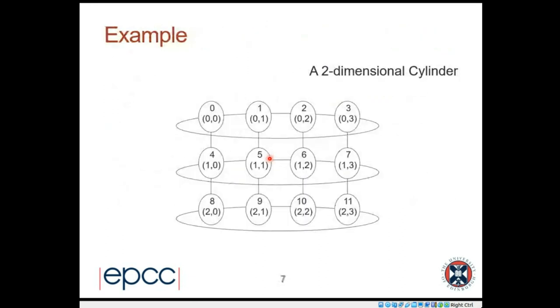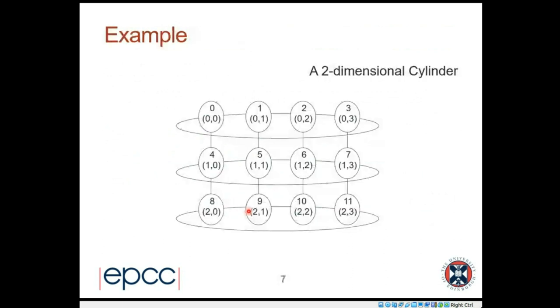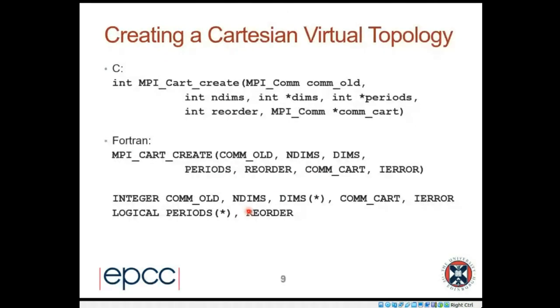Now you might say that's all very good, but we saw in the traffic model that we always wanted the first dimension to be 4. There are 4 lanes, so we want 4 processes in the first dimension. But you can also express constraints. You can actually say to MPI, I've got 1,000 processes, I want them in a 3D grid, and by the way, the middle dimension has to be 20, for example.